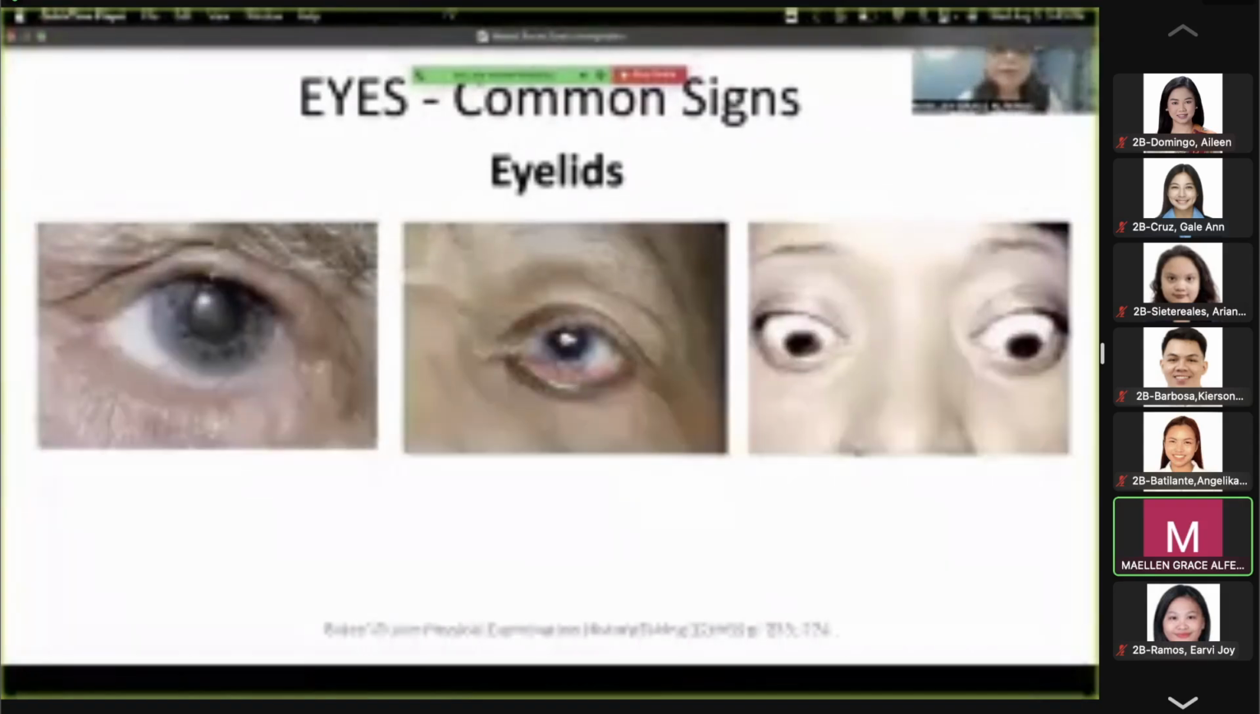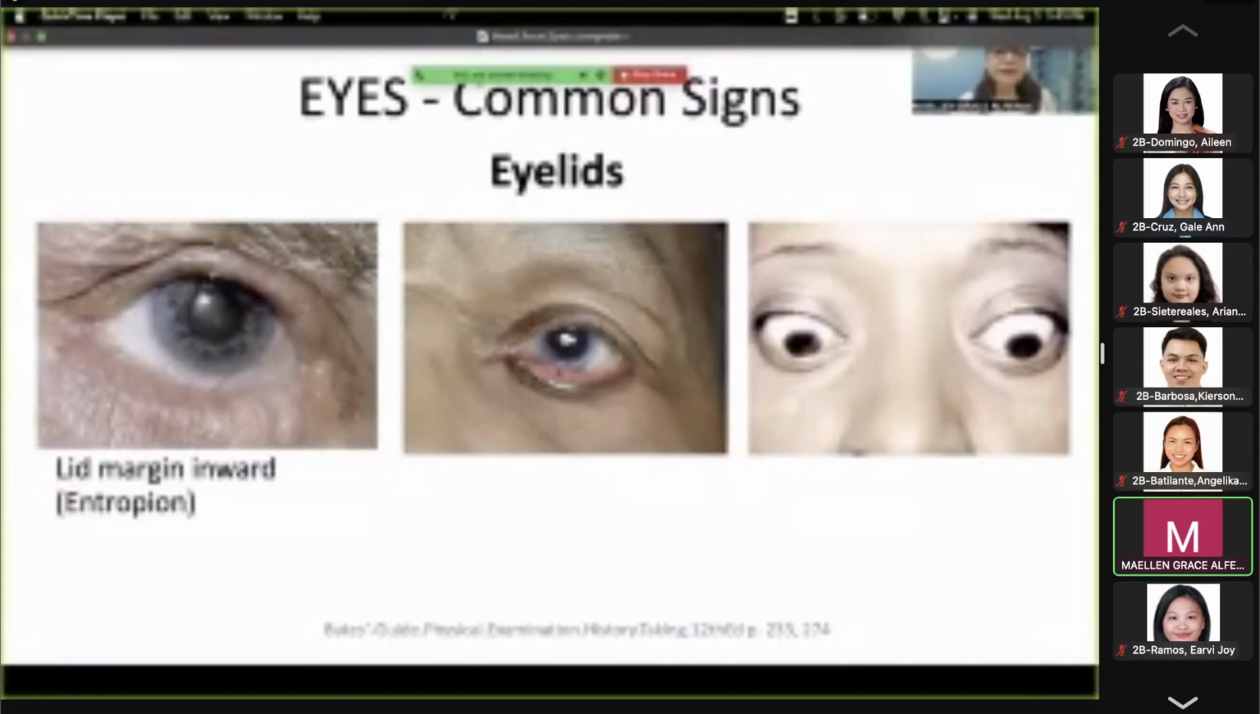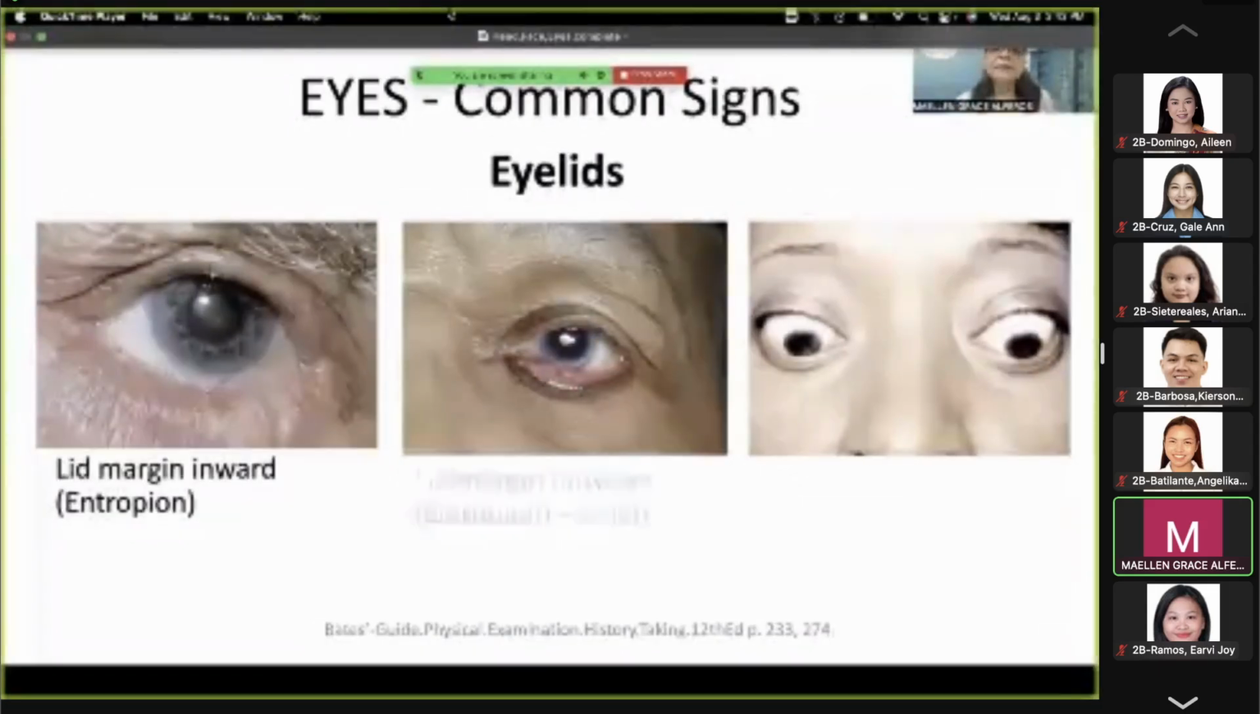Now, other problems in the eyelids, here you can have lid margin that is going inward, and this is entropion, can be trauma or secondary to aging, scarring.